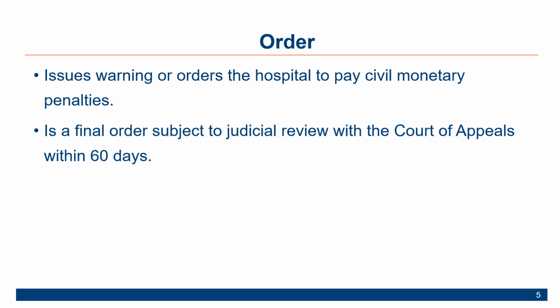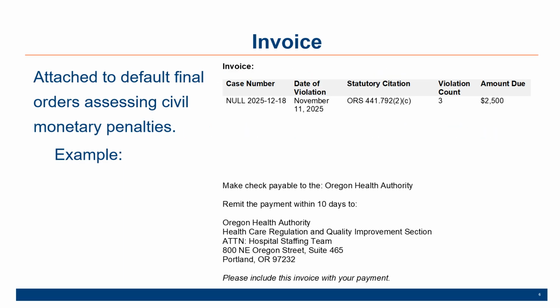OHA attaches invoices to default final orders listing the case number associated with the violations addressed therein that result in civil monetary penalties. The violations, again only those resulting in monetary penalties, are further itemized by date, statutory citation, and the overall count, including other investigations, of violations for the same statutory provision, as well as the amount due.